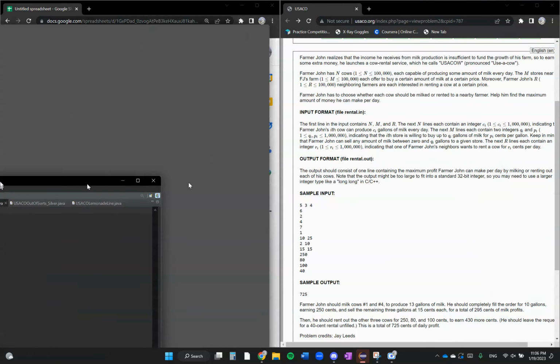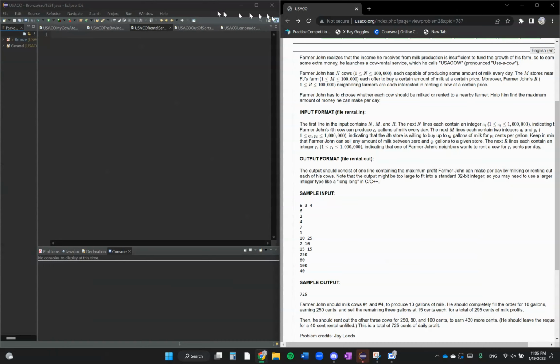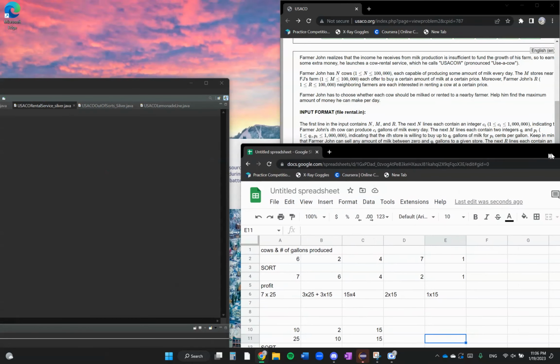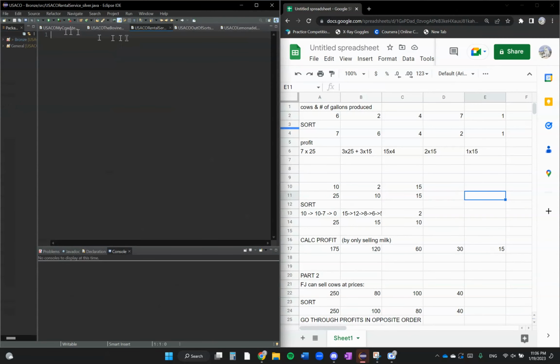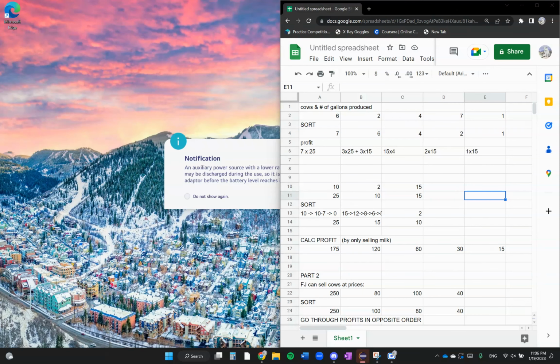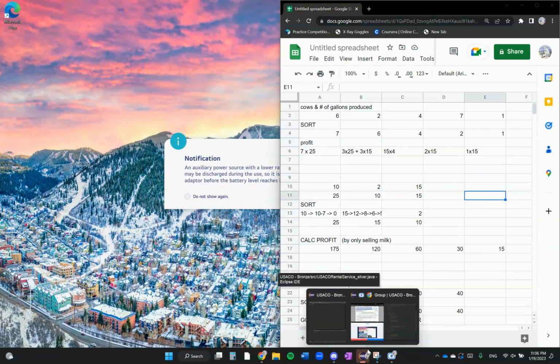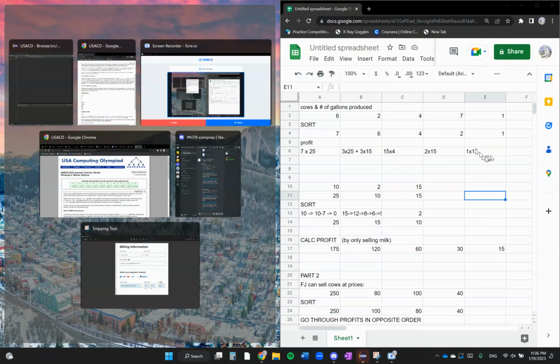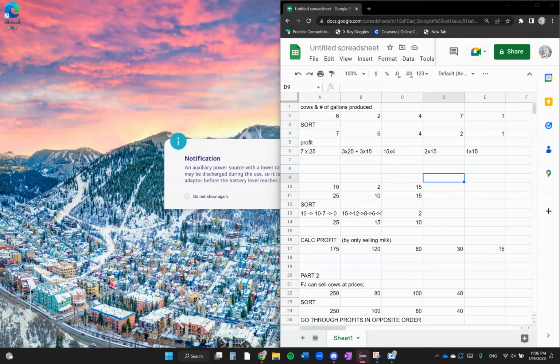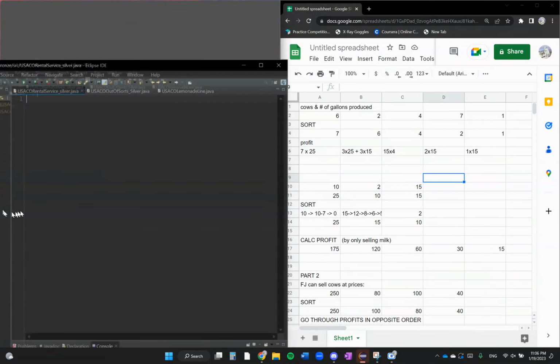Okay, I'm going to put this on the left side, put this on the right side, and this on the left, so we can see. That's strange, it keeps doing that. Okay, give me a second here. Okay, here it is.